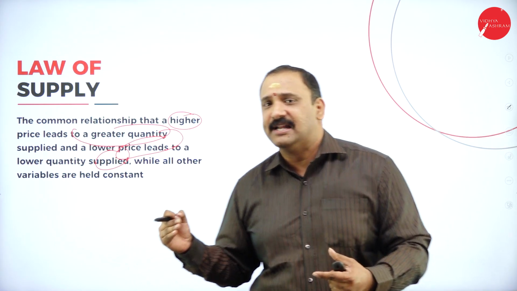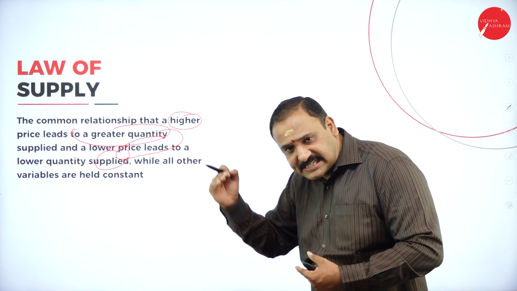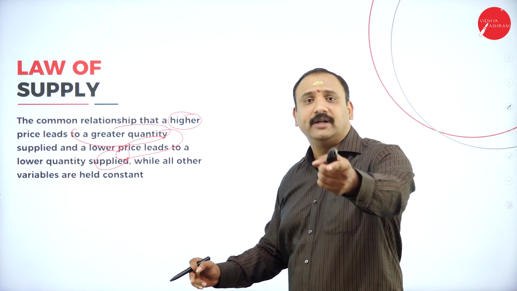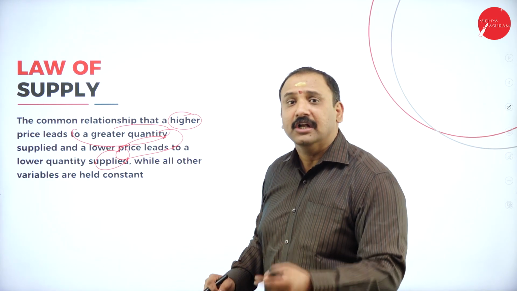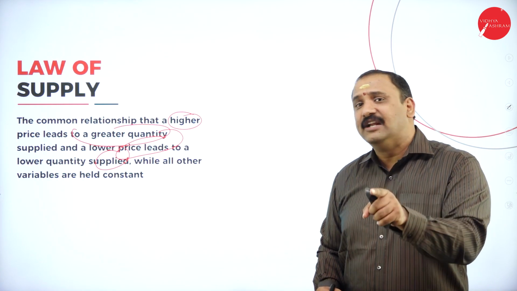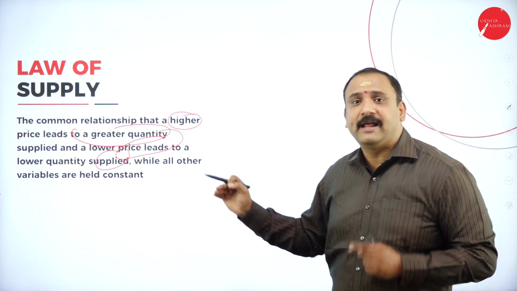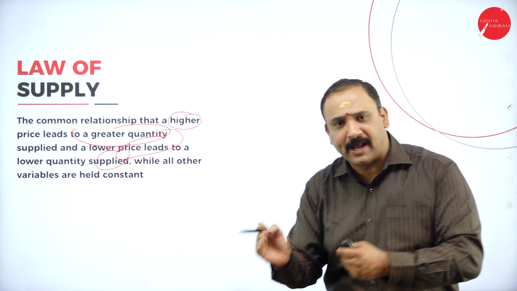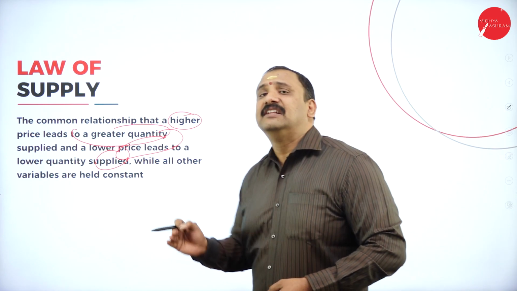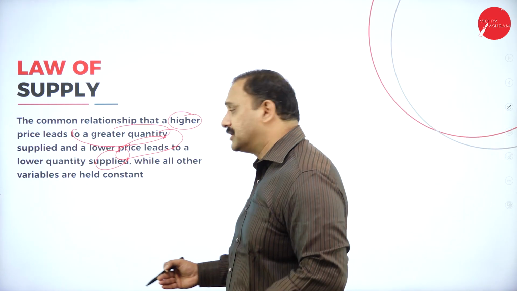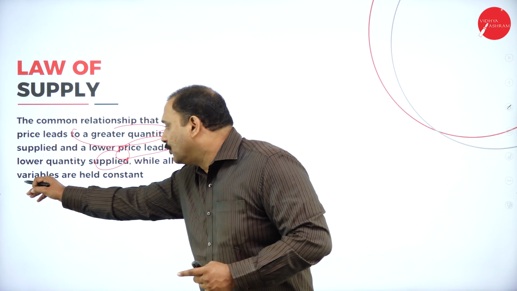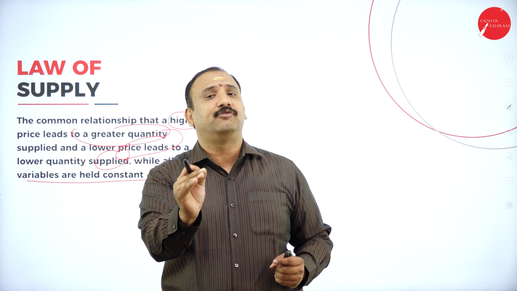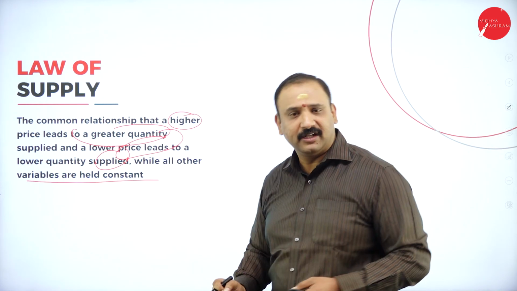In a similar manner, when the price starts receding downwards, then automatically the quantity supplied will also start coming down. So in the case of demand, it is an inverse proportion. In the case of supply, it's a direct proportion. Higher the price, higher the supply. Lower the price, lower the supply. So that's where the law of supply comes into picture. Again, let's keep in mind the variables are held constant. That's very, very important for us.